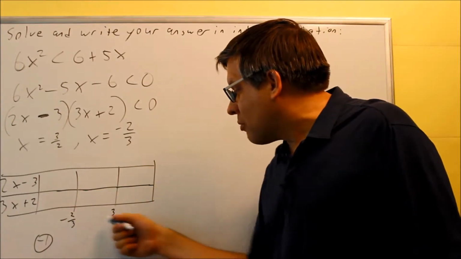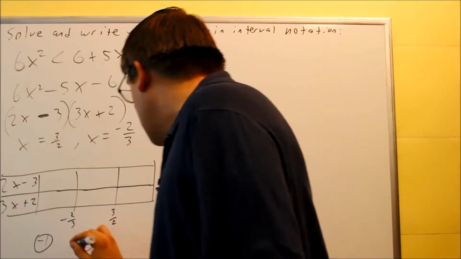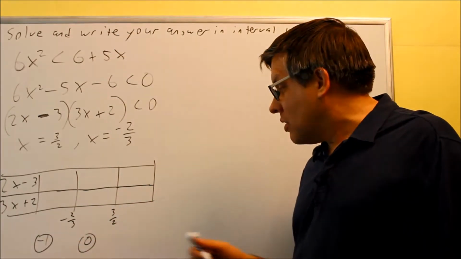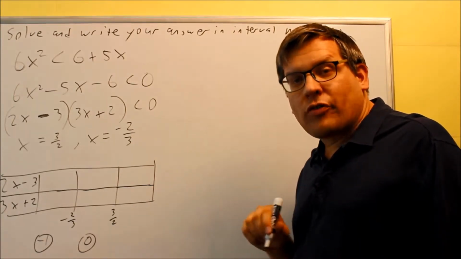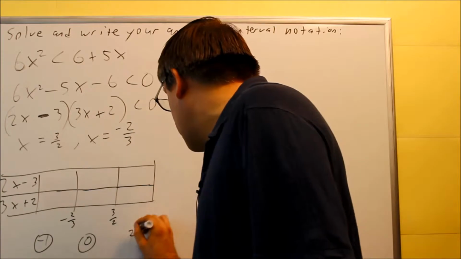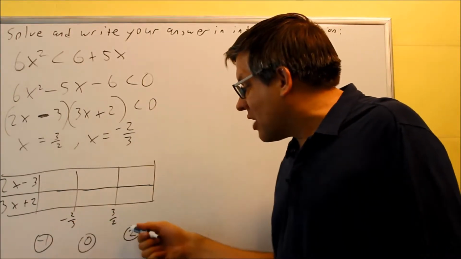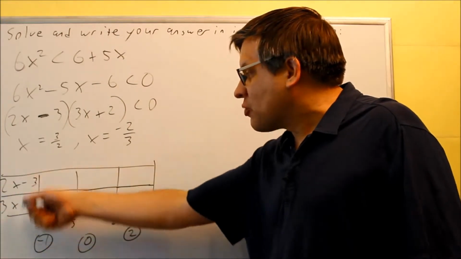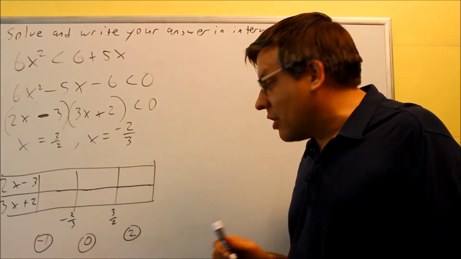Then I want to pick a test number in between these. I have a negative and a positive number, so I can always use 0. That's my test number next. A number beyond 3/2. 3/2 is the same thing as 1.5, so therefore I want to try a number bigger than that. I'm going to use 2. These test numbers go into this expression on the left-hand side, and you're going to indicate whether you get a plus or a minus on that.